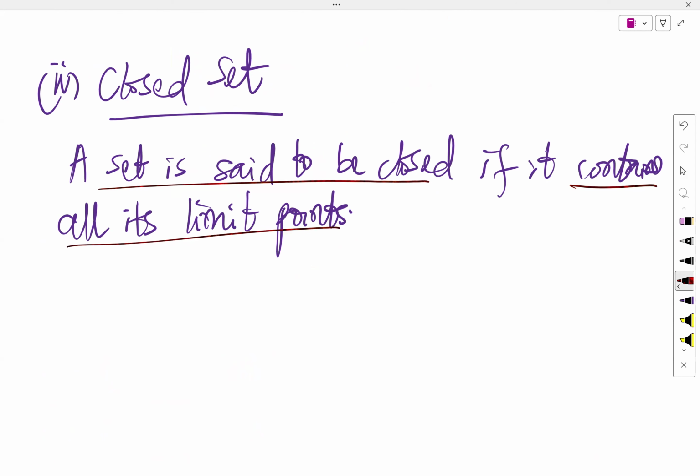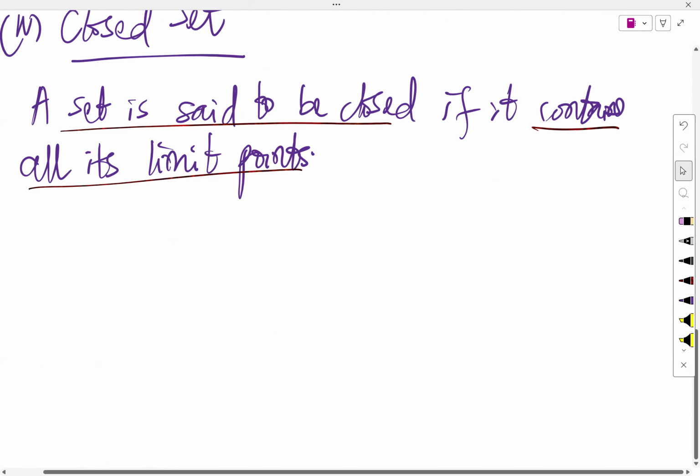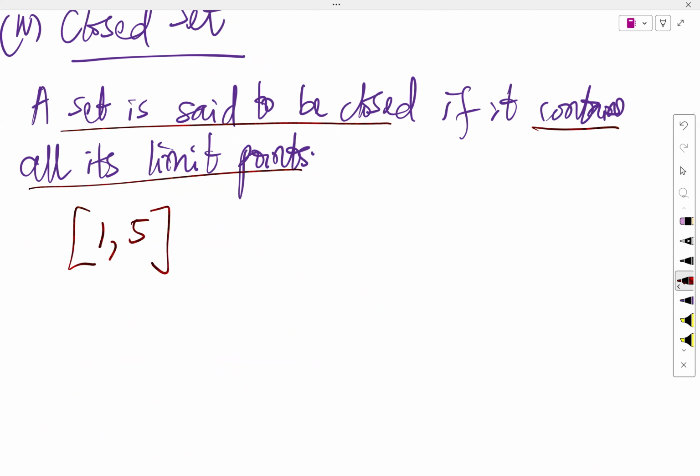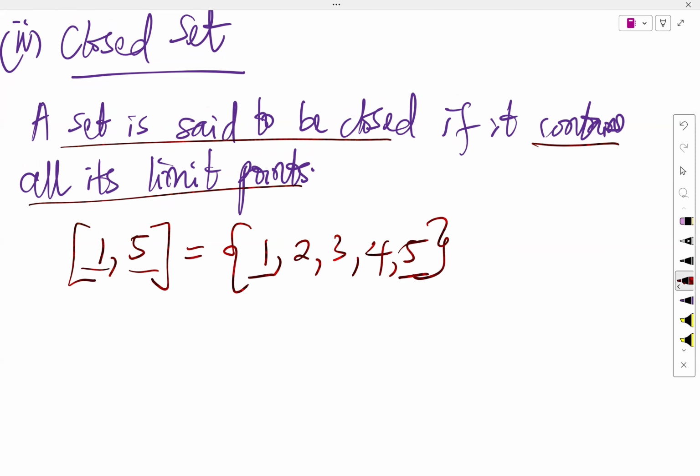So for instance, if we had 1, 5 there, with this square bracket, it means that it is a closed set, meaning that the elements of the set include 1 and 5. If you talk about just the integers, it means you have 1, 2, 3, 4, and 5. So you see 1 and 5 are included here, and that is exactly the idea of a closed set. A set is said to be closed if it contains all its limit points. So the limit points 1 and 5 are contained as members of the set.